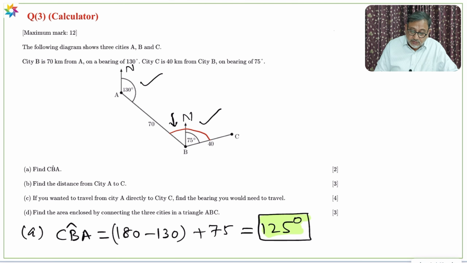Okay. Now next part, part C says, if you want to travel from city A directly to city C, find the bearing you would need to travel from A to C, right? From A to C. Oh, sorry.